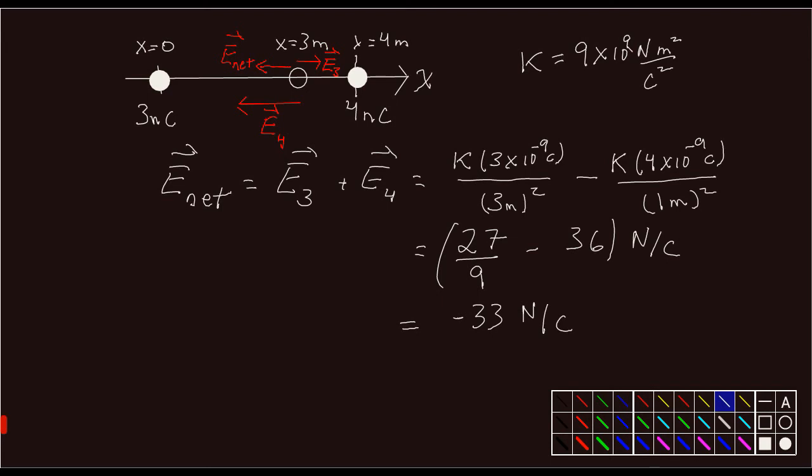Alright, now this answer makes sense. We have a negative x component for E net, and we can see it in the picture that E net points to the left, so we expect this negative sign. So this is just a simple one-dimensional example of the superposition principle for electric fields.